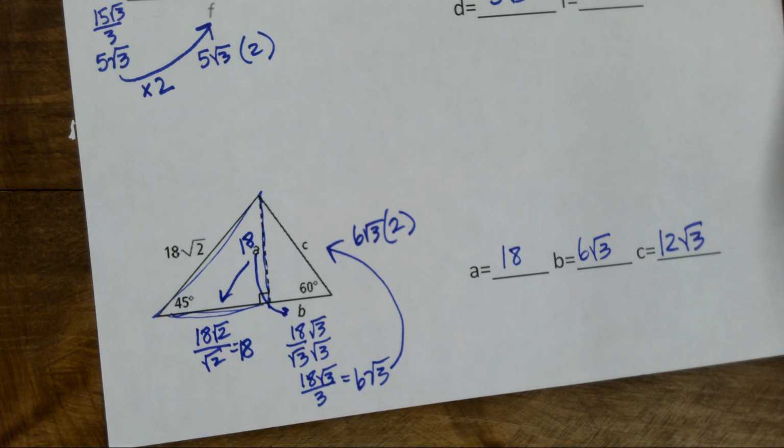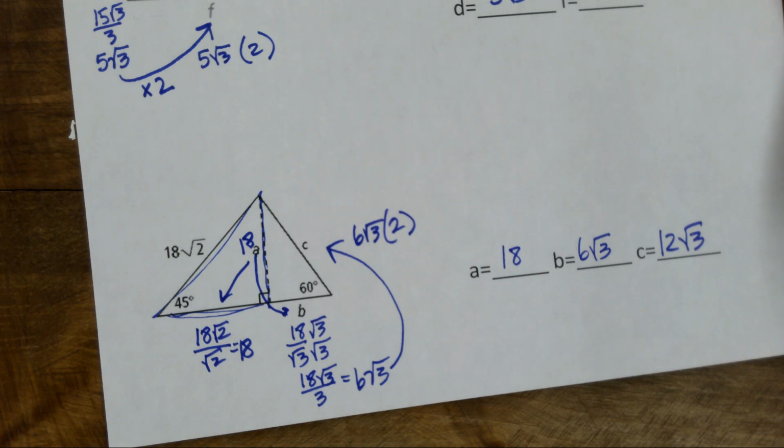So it might be helpful to go through this. If you have the short leg, the long leg, the hypotenuse, okay? To get from the short leg to the long leg, it's times the square root of 3. The short leg to the hypotenuse, it's times 2. To get from the long leg to the short leg, it is divide by the square root of 3. To get from the hypotenuse to the short leg, it's divide by 2.